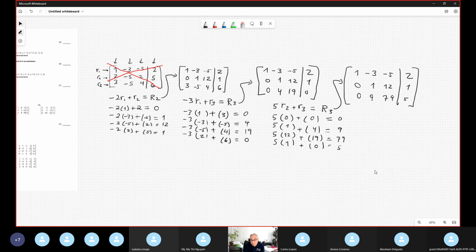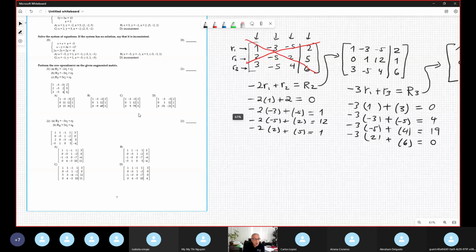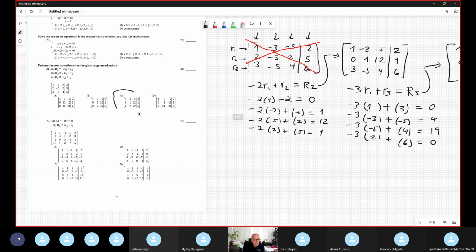So now, for example, you take the first pivot, which is this, and you create 0 below this pivot, and so on. I don't finish; we are doing only 3 row operations. And this answer is C, option C in the paper. Look, that one. Any questions, guys?